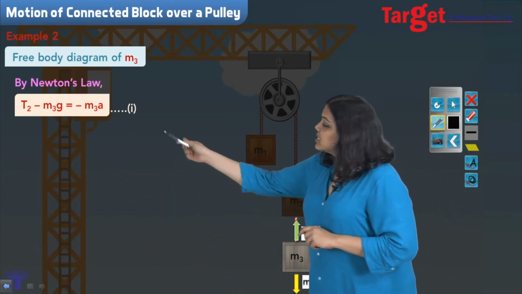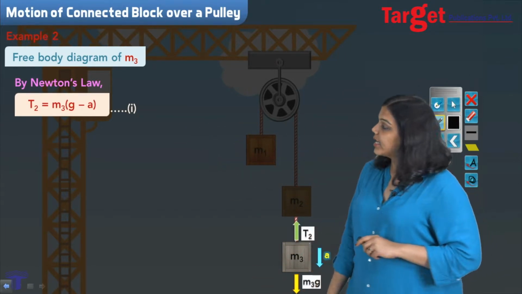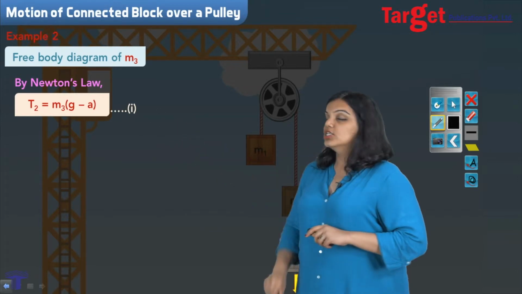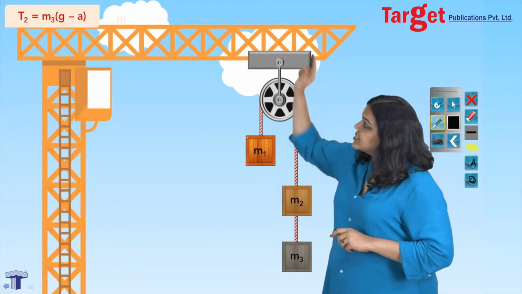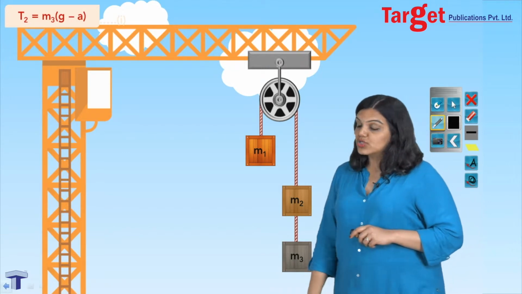So I'm going to use this equation of motion. I rearrange to give me an expression for T2. I get it to be equal to M3 (G minus A). I need it, I save it. I move on to the next block, and this is where it gets interesting.